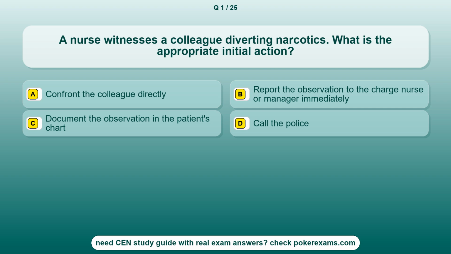Question 1. A nurse witnesses a colleague diverting narcotics. What is the appropriate initial action? Option A. Confront the colleague directly. Option B. Report the observation to the charge nurse or manager immediately. Option C. Document the observation in the patient's chart. Option D. Call the police.